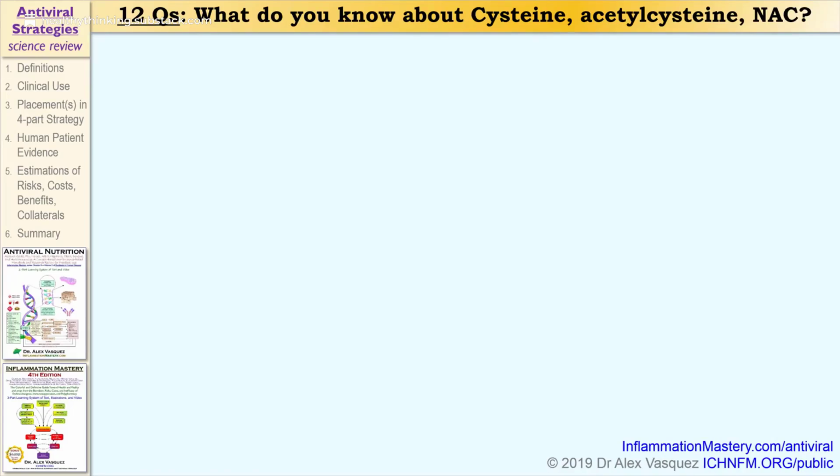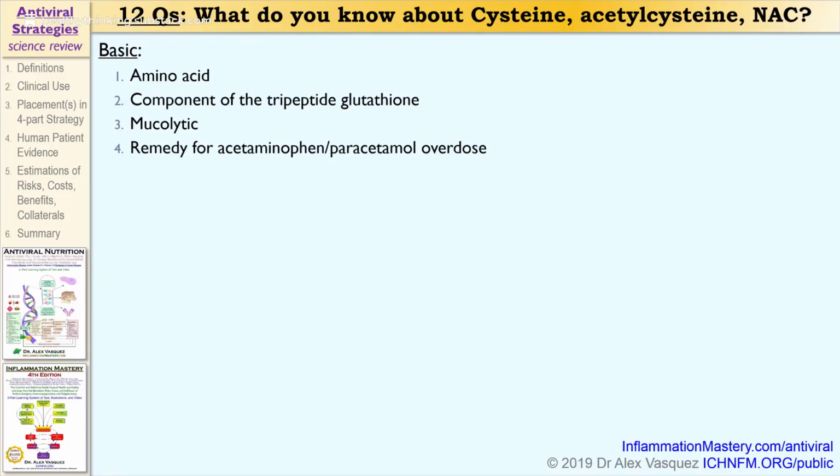Let's look at some of those questions in a different way here. Basic information about L-cysteine is that it is, of course, an amino acid. It's a component of glutathione. It's mucolytic and is also FDA approved, not only for its mucolytic effect, but also as a remedy for acetaminophen or paracetamol overdose. I would consider that really basic. I suspect that most, even medical doctors, would know that.